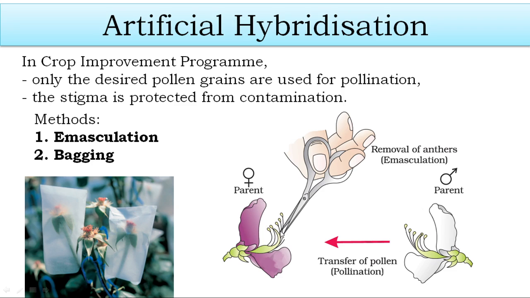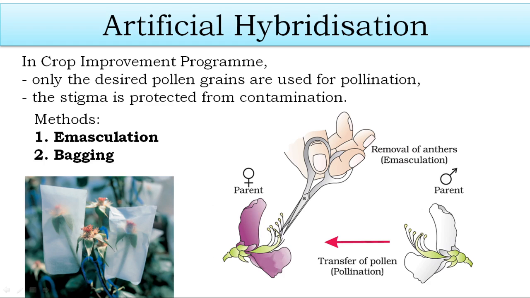You can remove all the anthers. After removing all the anthers in the early stage, then what you need to do is you need to bag this particular flower. This is called bagging, and bagging is done by using paper bags, butter paper. Why are we putting a paper bag on this particular flower? We are preventing any undesirable pollen grains from landing on the stigma.